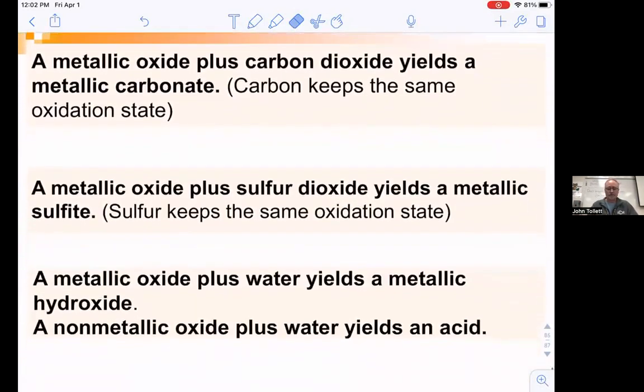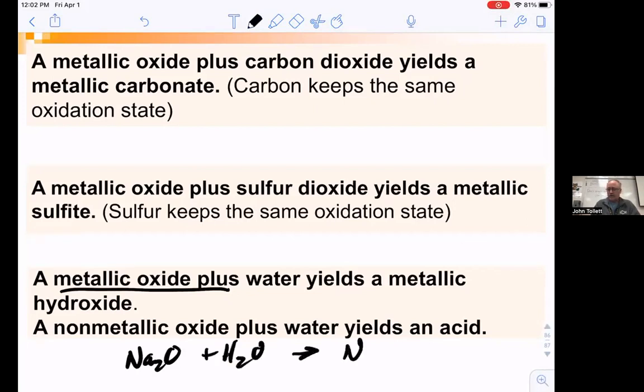Metal oxide and carbon dioxide, we already said this. Metal oxide and sulfur dioxide, we already said this. These are both reverse of the decomposition reaction. And then a metal oxide in water, this one is actually new. A metallic oxide would be something like sodium oxide, and you would add that to water.